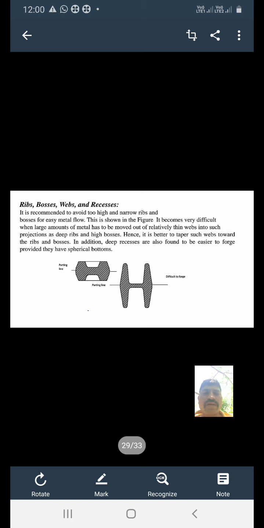It becomes very difficult when a large amount of metal has to be moved out of relatively thin webs to such projections. See, there are some examples given for the forgings.